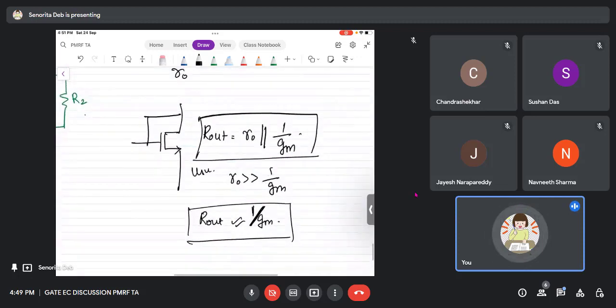Please rewrite this. I have written it the opposite way. Okay, so R out is R naught parallel with 1 by GM. So R out is very greater than 1 by GM, and that's why R out is approximately equal to 1 by GM. Okay.